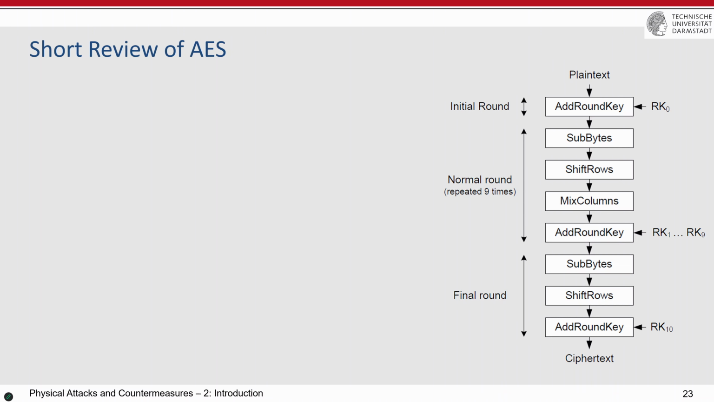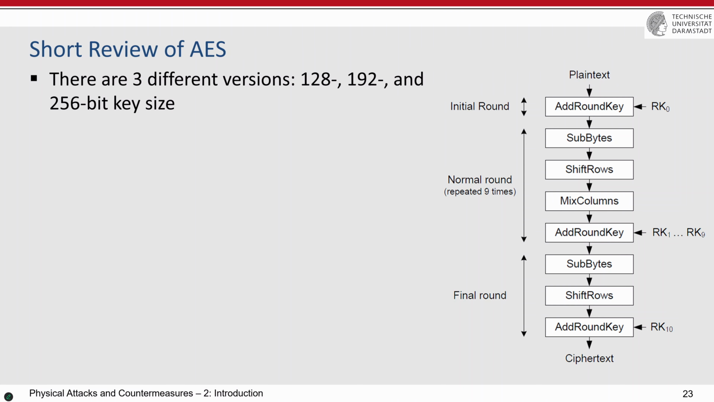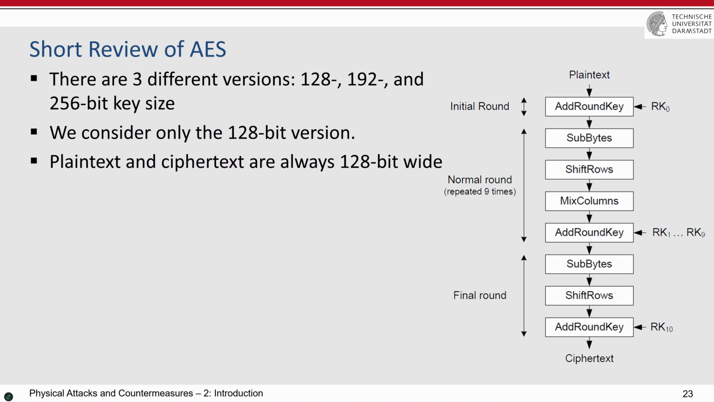Then we shortly review AES. Some of you have heard and learned about the AES, that it has 3 different versions: 128-bit, 192-bit, and 256-bit key versions. We usually deal with the simplest or smallest version, which means the 128-bit version of the AES, in the lecture. The plaintext and the ciphertext are always 128-bit. Then we usually also focus on the encryption function.